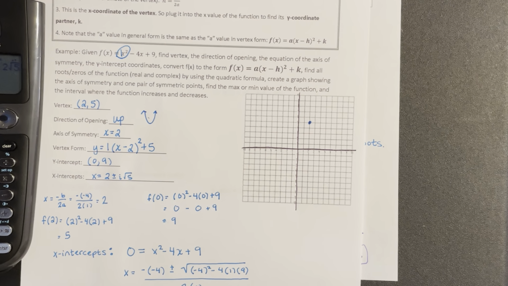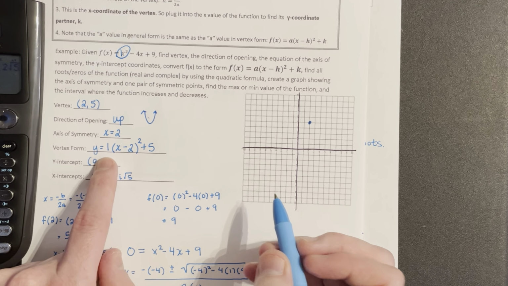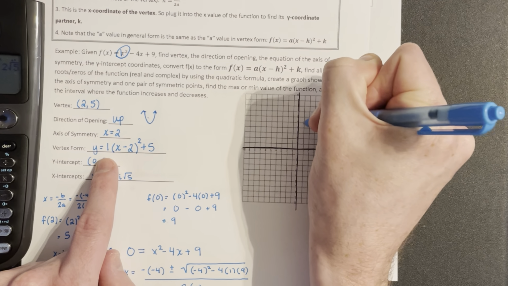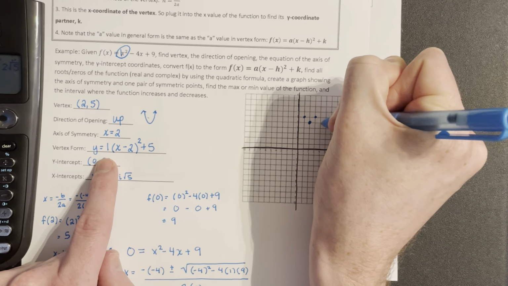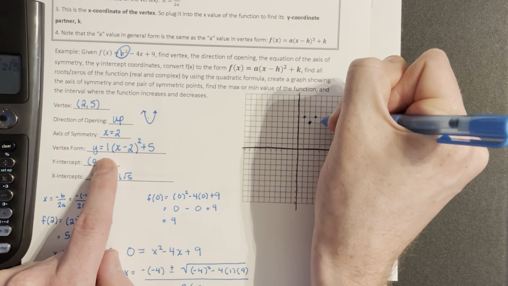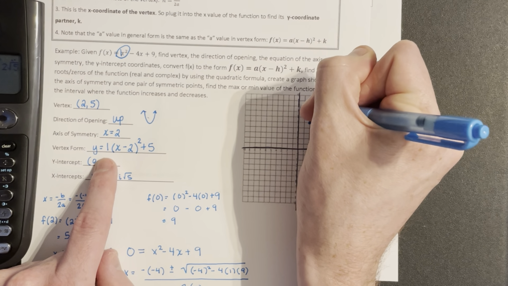Based off of our transformations, we've learned about this before, it doesn't have a vertical stretch, it's just a stretch of 1. So I'm going to go out 1, up 1 from the vertex, then out 2, up 4, because 2 squared is 4. We've talked about this before as well. So out 2, 1, 2, 3, 4. Out 2, 1, 2, 3, 4.